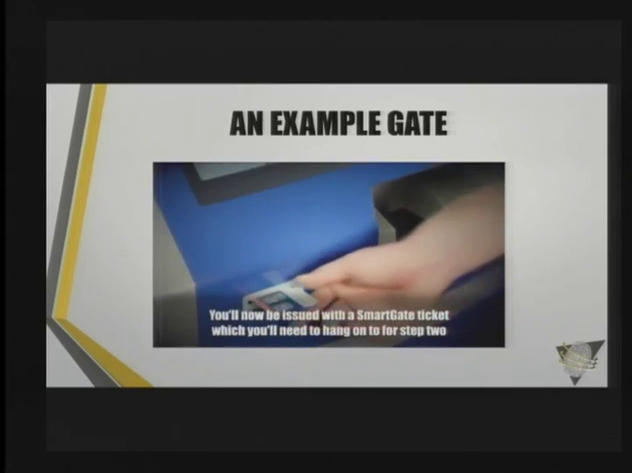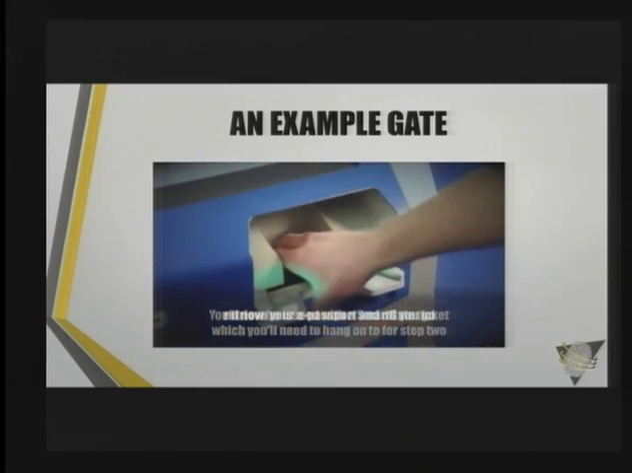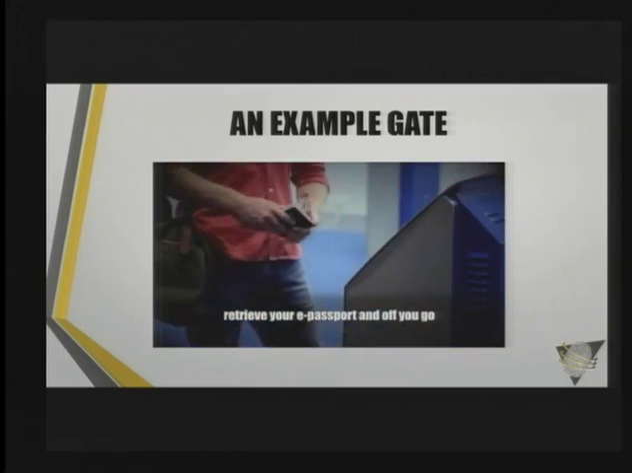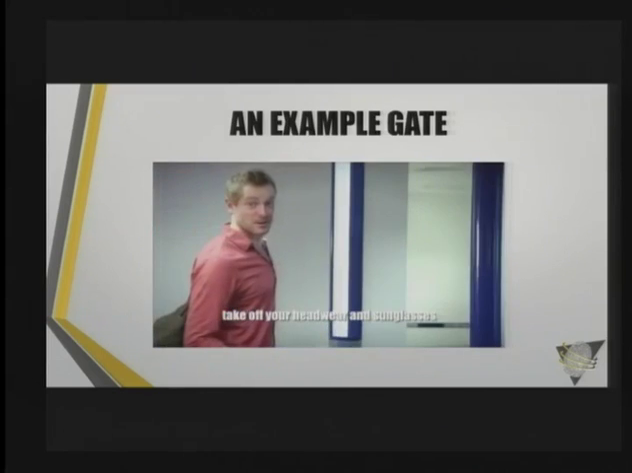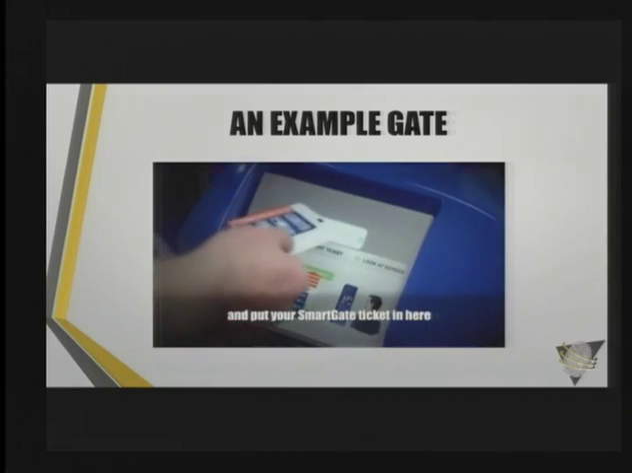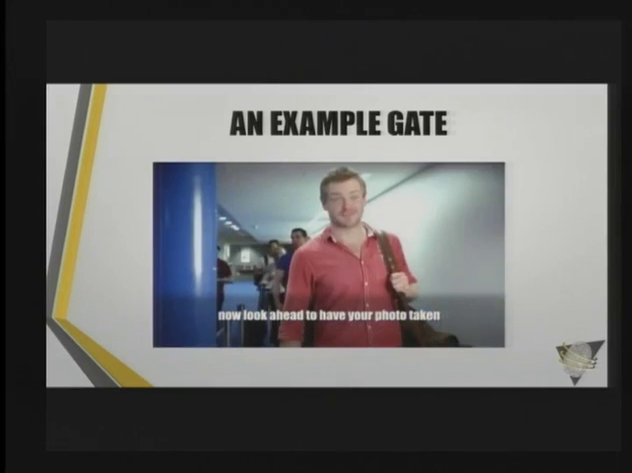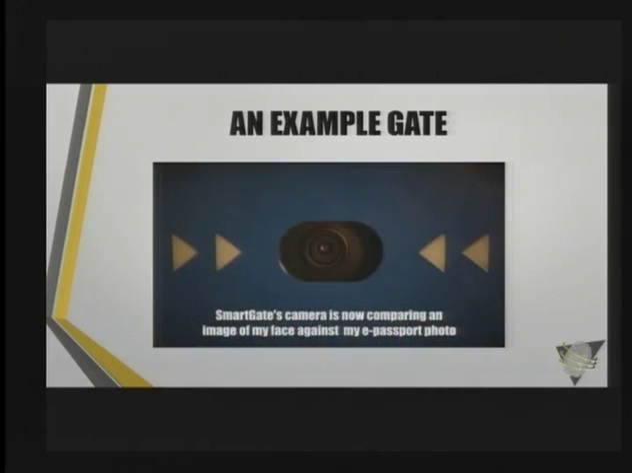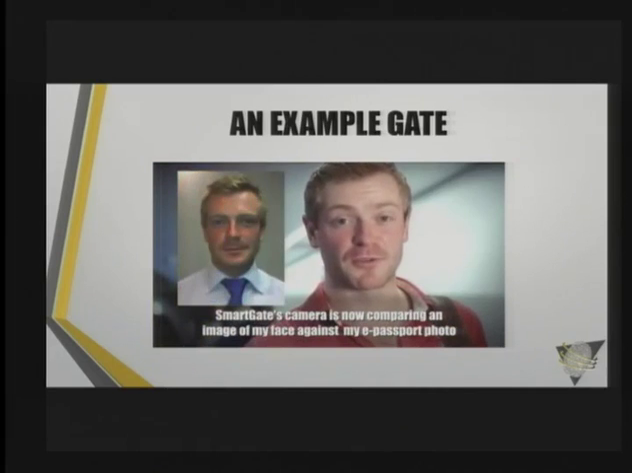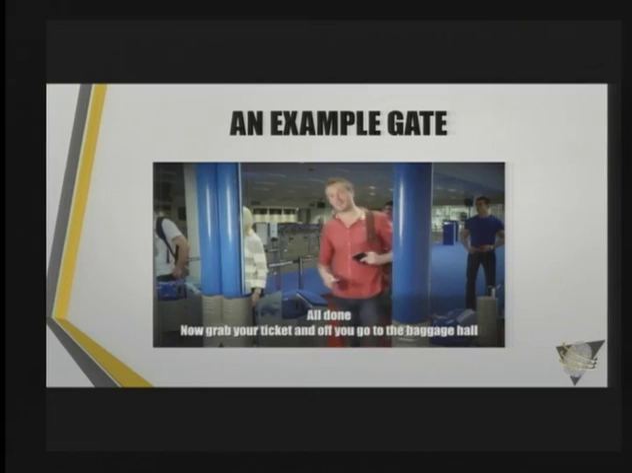You'll now be issued with the SmartGate ticket, which you'll need to hang on to for step 2. Retrieve your e-passport and off you go. Walk up to the gate. Take off your headwear and sunglasses and put your SmartGate ticket in here. Now look ahead to have your photo taken. SmartGate's camera is now comparing an image of my face against my e-passport photo. All done. Now grab your ticket and off you go to the baggage hall.